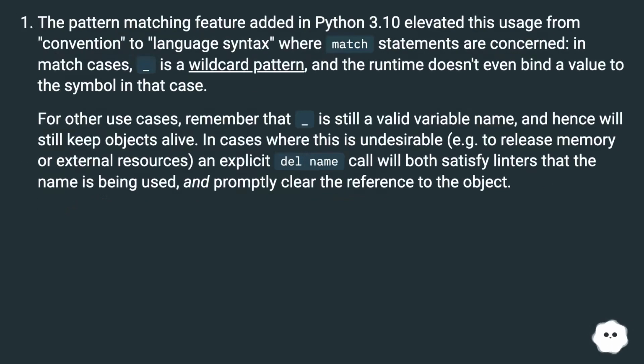The pattern matching feature added in Python 3.10 elevated this usage from convention to language syntax where match statements are concerned. In match cases, underscore is a wildcard pattern, and the runtime doesn't even bind a value to the symbol in that case. For other use cases, remember that underscore is still a valid variable name, and hence will still keep objects alive. In cases where this is undesirable, for example to release memory or external resources, an explicit del name call will both satisfy linters that the name is being used, and promptly clear the reference to the object.